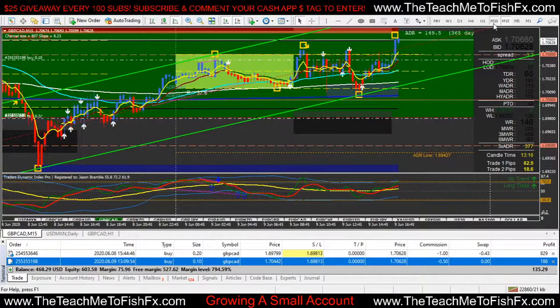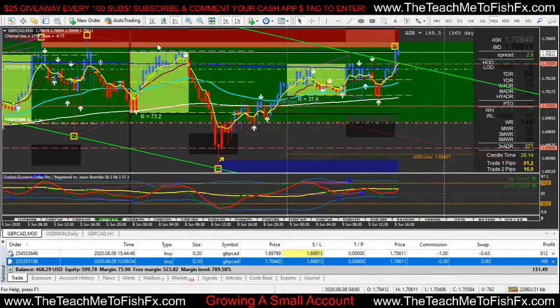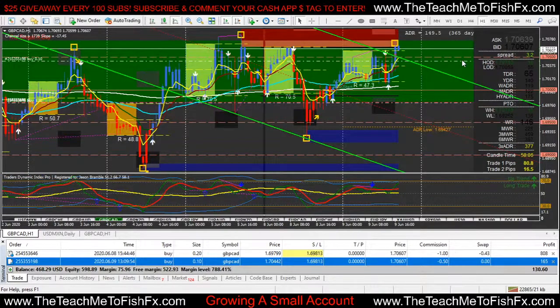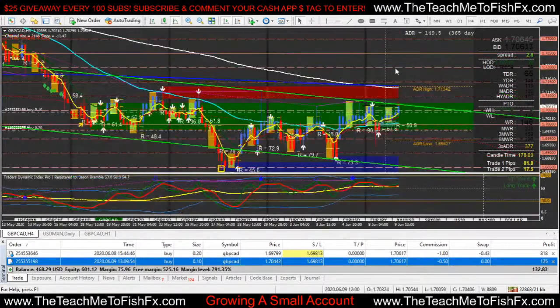Then I will go up to the 30 minute and see if the 30 minute has an exhaustion square, and it does. Then I will go up to the 1 hour and see if the 1 hour has an exhaustion square, and it does. Then I will go up to the 4 hour and see if the 4 hour has an exhaustion square, and it does not. So based on the 4 hour, it's showing me that possibly there's still a lot of life in this buy trade.